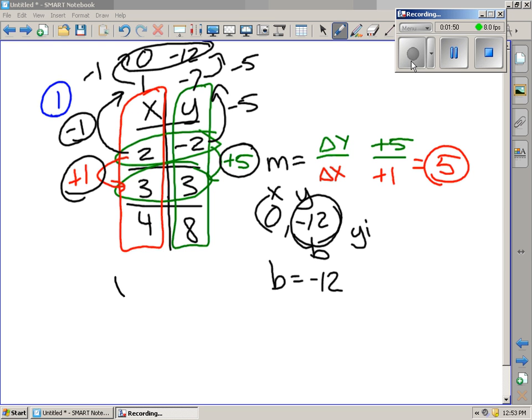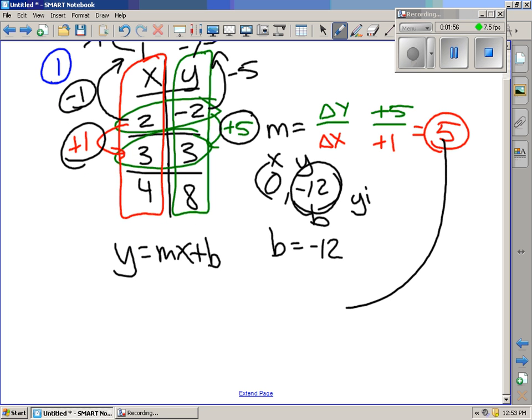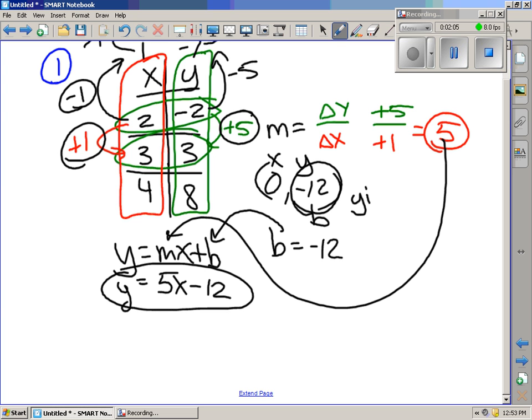So now what we need to do is write out y equals mx plus b and fill in the information that we know. We know that m is 5, our slope is 5, and we know that b, the y-intercept, is -12. So I fill that in, and we just wrote the equation for this table.